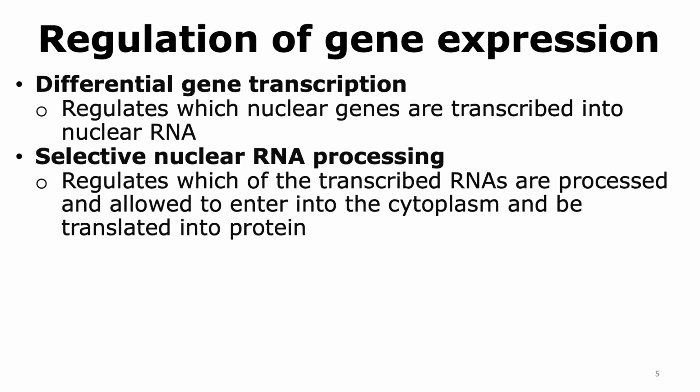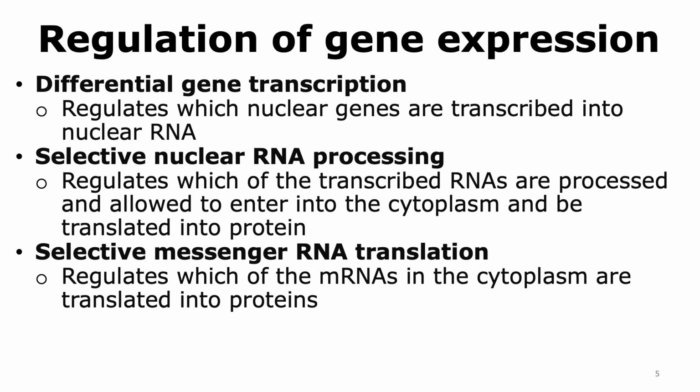Another way of regulating gene expression is selective nuclear RNA processing. In this process, it is regulated which of the transcribed RNAs are able to enter into the cytoplasm and become messenger RNAs. It should be noted that in eukaryotic cells, transcription occurs in the nucleus. However, the RNA that is transcribed has to be transported to the cytoplasm in order for it to be translated into a protein.